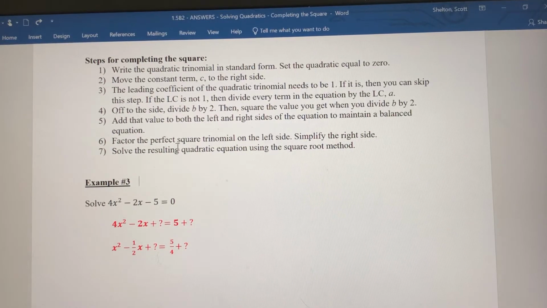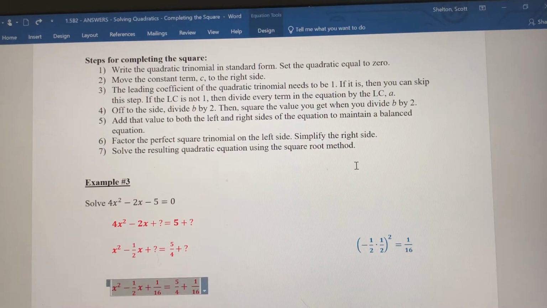Now we want to take our b value off to the side, step 4 here. We're going to divide b by 2, okay? So when I divide negative 1/2 by 2, it's the same as multiplying it by 1/2, which would give me negative 1/4. And when I square negative 1/4, I get 1/16, okay? So this value, 1/16, is what I'm going to replace the 2 question marks with. I'm going to add this to both sides to maintain balance, okay? We want to maintain balance. All right, so let's do that.